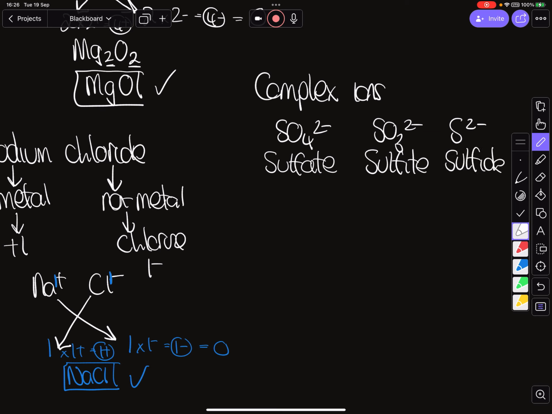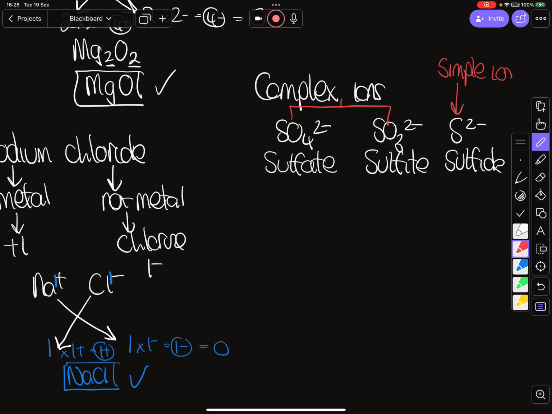So SO4 is a sulfate, SO3 is a sulfite, and we've already had S2, which is a sulfide. Okay, this is what's called a simple ion because there's only one element in it. These guys are our complex ions because they have both sulfur and oxygen.